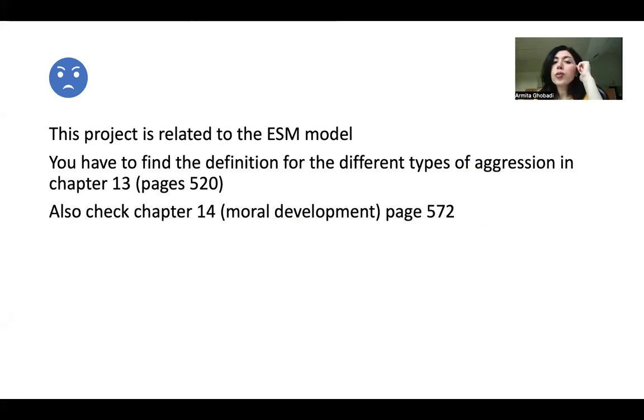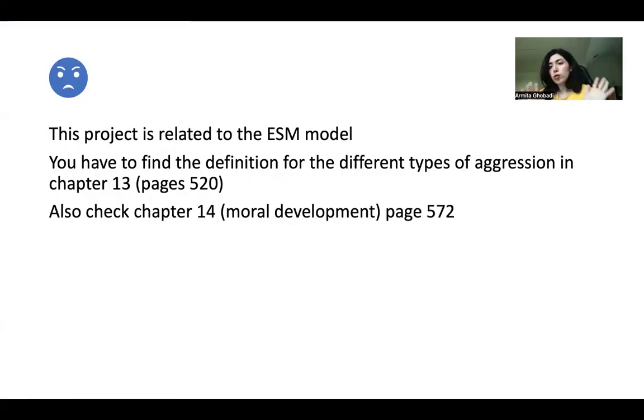This project is very much related to the ESM model, that crazy model that we were just talking about, how school is going to interact with a child's development, like social-emotional development, how, for example, parents' work and choices are going to impact children's development and so on. You're going to find the definitions of different types of aggression in chapter 13, page 520. And you also have to check chapter 14, moral development, on page 572. So that is part of your self-study. Okay.